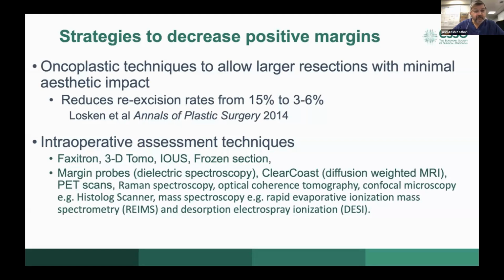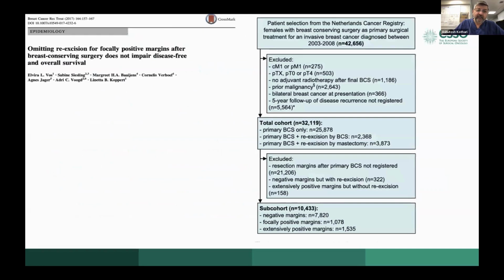And then you've got the things which are not as commonly used. You've got margin probes, which basically use dielectric spectroscopy. You've got ClearEdge, which uses diffusion-weighted MRI scan intraoperatively, you've got intraoperative PET scanners. You've got people using principles of Raman spectroscopy, optical coherence tomography, confocal microscopy, like histolog scanners, which we've done a trial for. You've got mass spectroscopy, and then now you've got the new ones, which are the rapid evaporative ionization mass spectroscopy, which is the REIMS, and then you've got the desorption electrospray ionization, which is DESI. Again, these two are in trials, so don't get too enamored by the words, but just to let you know that these are the various techniques that are available for us today as surgeons.